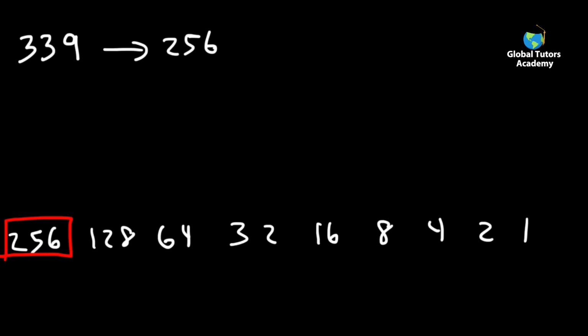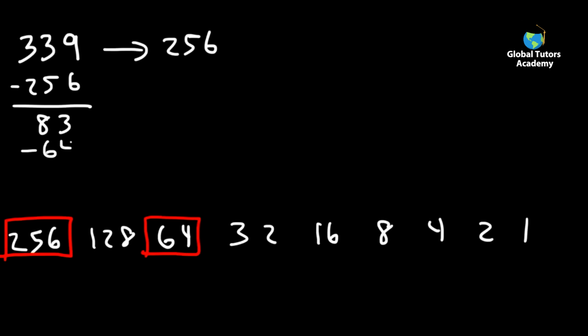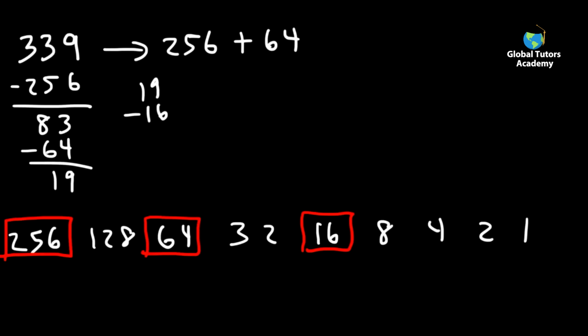And so let's subtract 339 by 256. And so this will give us 83. The next highest number, the highest base 2 number that's under 83, is 64. So let's subtract 83 by 64. And that will give us 19. And let's not forget to write the 64 here. Now the next highest number under 19 is 16. So let's do 19 minus 16. And so that will give us 3. And so let's write the 16.